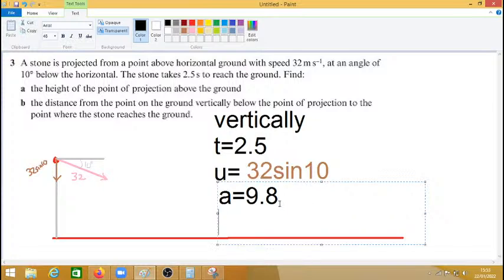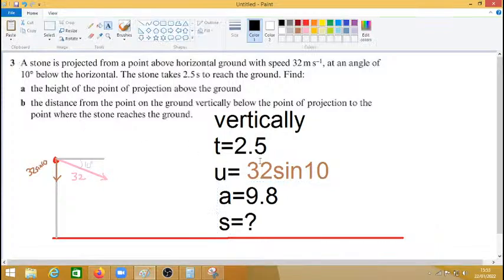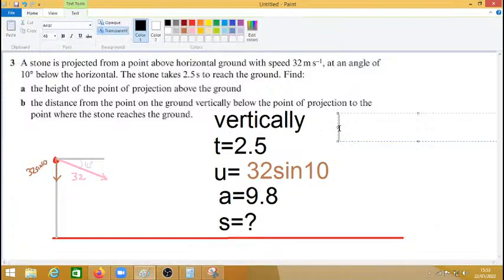So 9.8. Okay, what else do we know? Or what are we trying to find out? We're trying to find out the height. So we can say that S is what we're trying to find out. That's unknown. So think about your formulas. What's going to work here? Maybe S equals ut plus half at squared. Let's try that first.